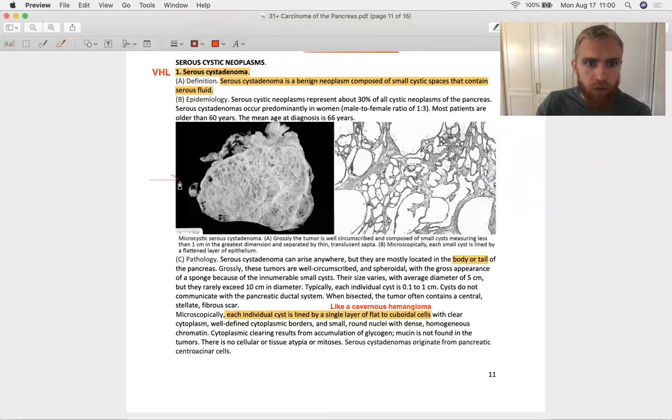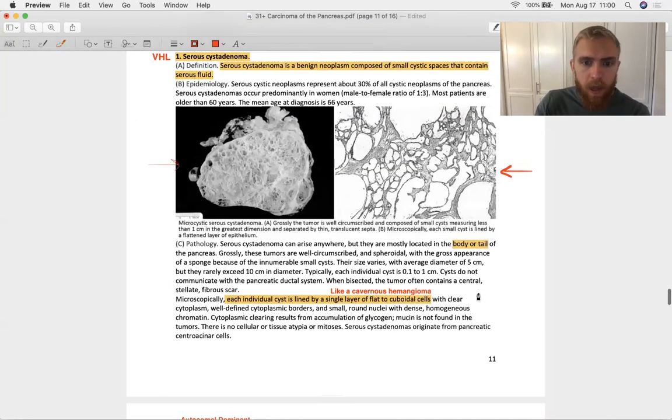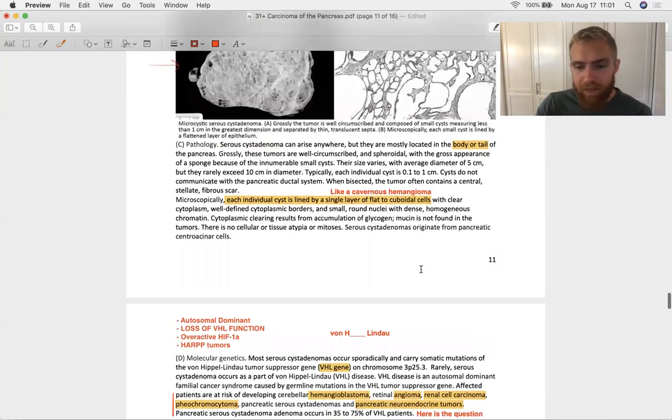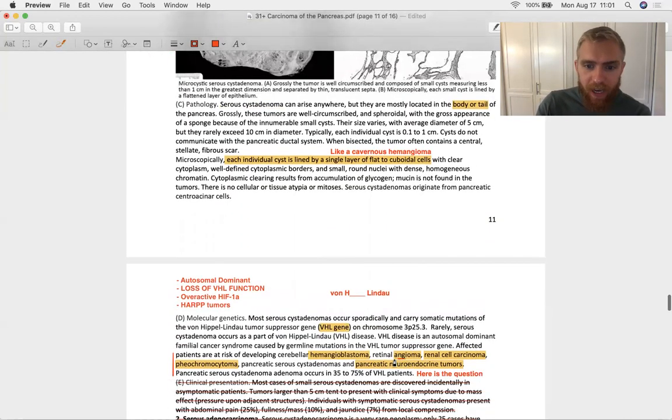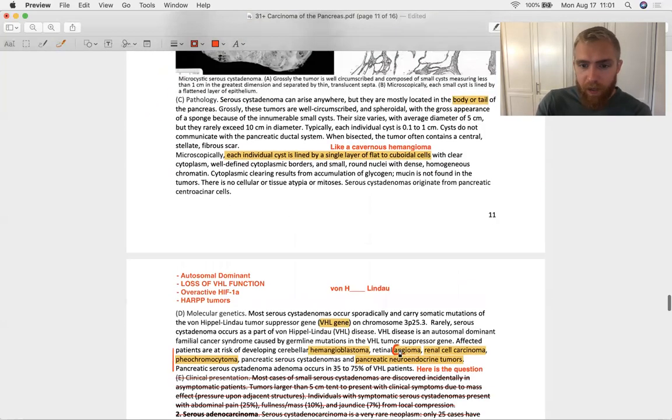It's microcystic and it's serous, meaning there's no mucin on histology. Each individual cyst is lined by a single layer of flat to cuboidal cells, just like a cavernous hemangioma, except that would be filled with blood. So kind of notice that overlapping architecture. Angioma is associated with this thing after all.